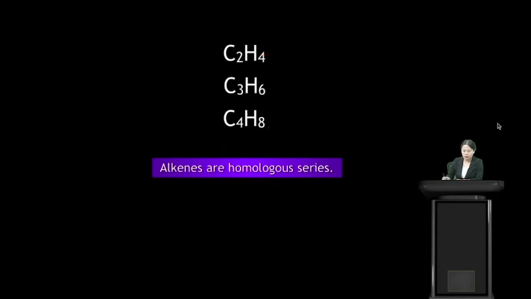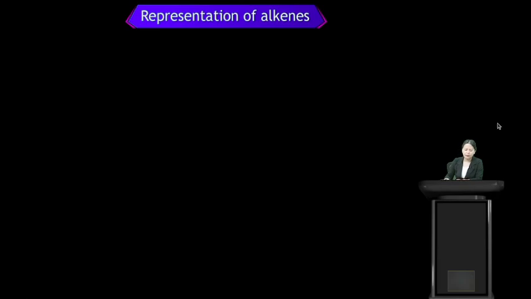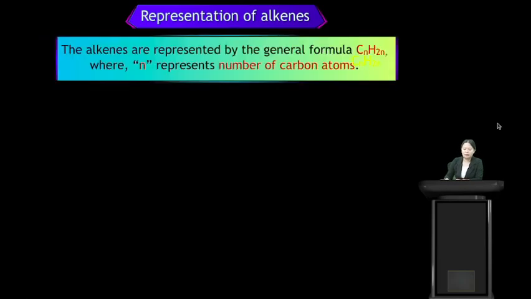So representation of alkenes. The alkenes are represented by the general formula CnH2n, where n represents the number of carbon atoms. The general formula for alkenes will be different. So for alkenes it is CnH2n.